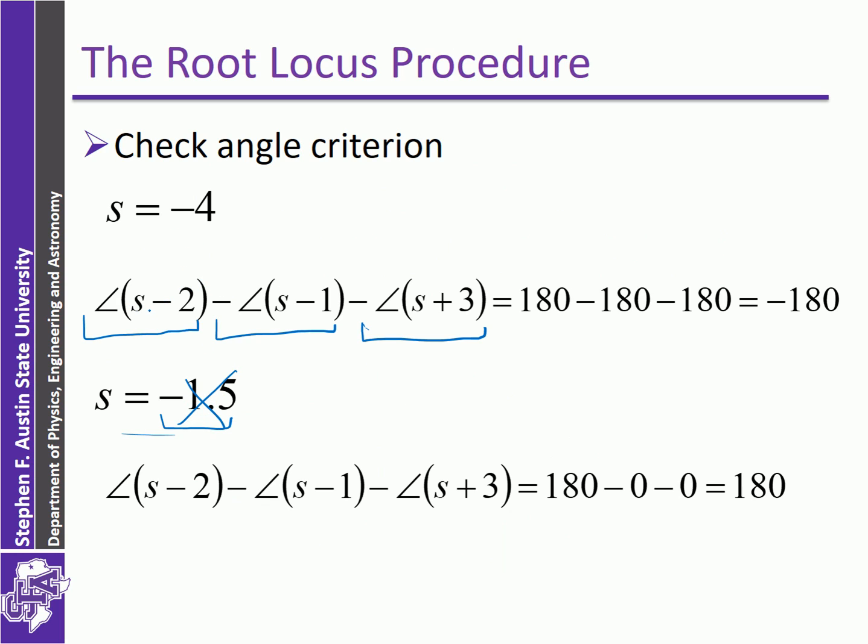So when we substitute the minus 4 here, we're going to have minus 4, and minus 4 in here. So we have minus 4 plus minus 2. This will give us a minus 6. This will give us a minus 5. And this one will give us a minus 1. When we look at this, these are negative numbers, so this one will have an angle of 180 degrees, 180 degrees, 180 degrees. So we have 180 minus 180 minus 180 equals minus 180. Got it?